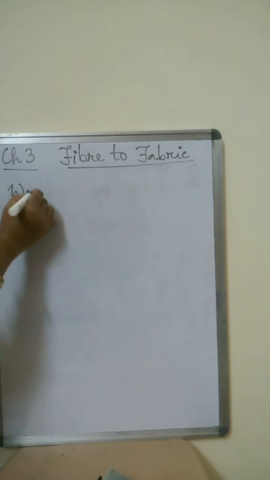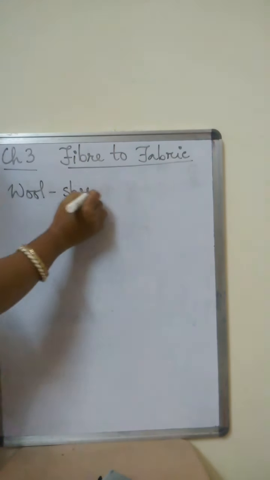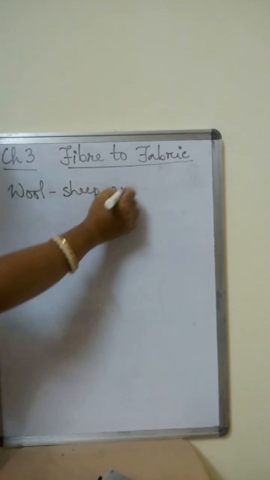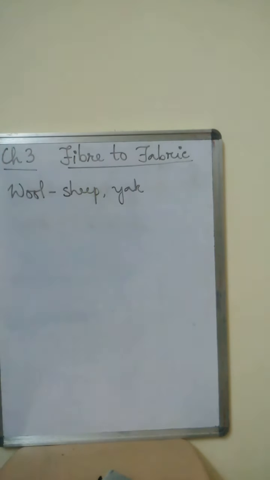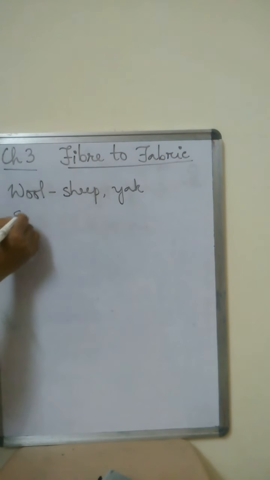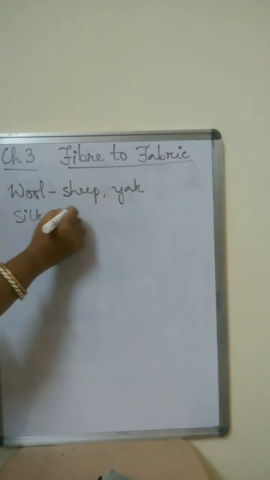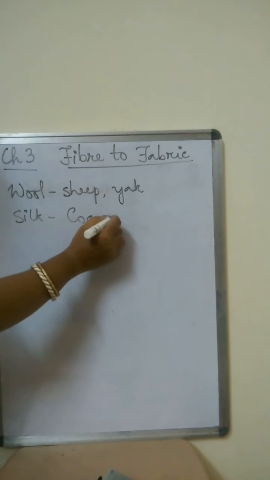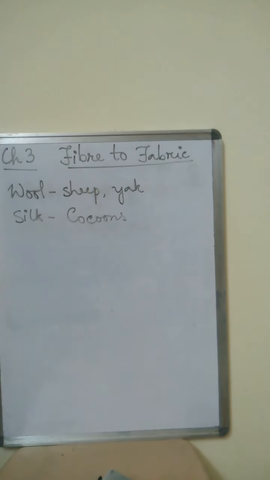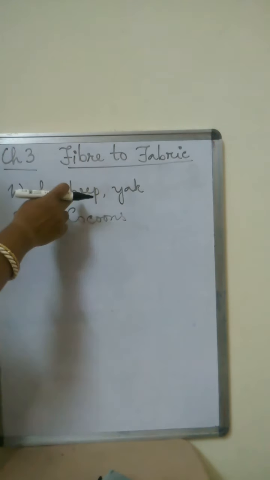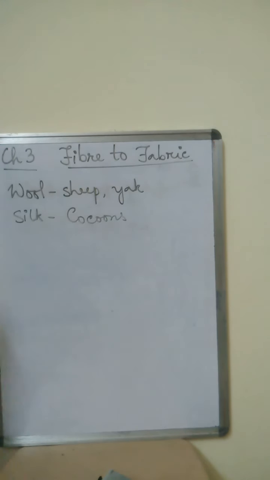Right now, first we should know from where we get wool. We know that we get wool from sheep, we get wool from yak, right? There are other animals also from where we can get wool. Similarly, from where do we get silk? We get silk from cocoons, right? But do we know what is the process by which we get this wool? How from a sheep we get the wool? So in this chapter we are going to learn that.